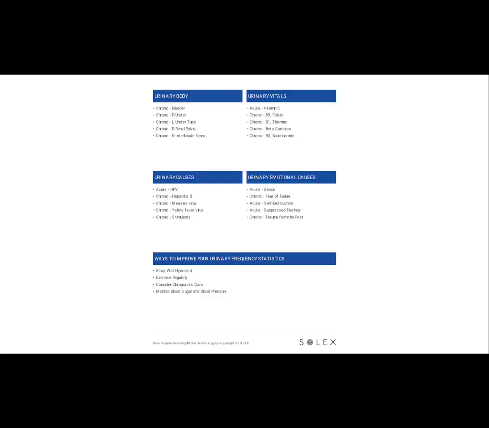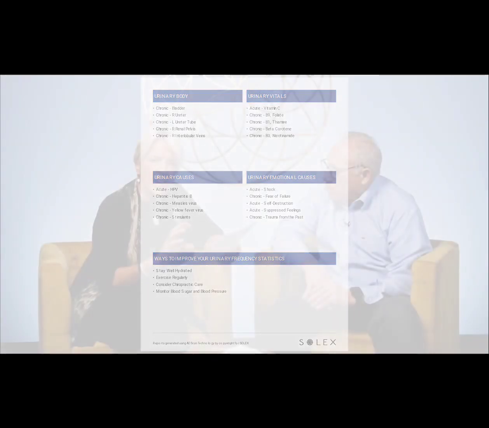And then I thought it was interesting: monitor blood sugar and blood pressure. Here again, she could be one of those where all of those other systems that aren't functioning properly are having a major impact on the lymphatics, and it could be that she's starting to get some high blood pressure on the heart. Right. So there's the urinary system.